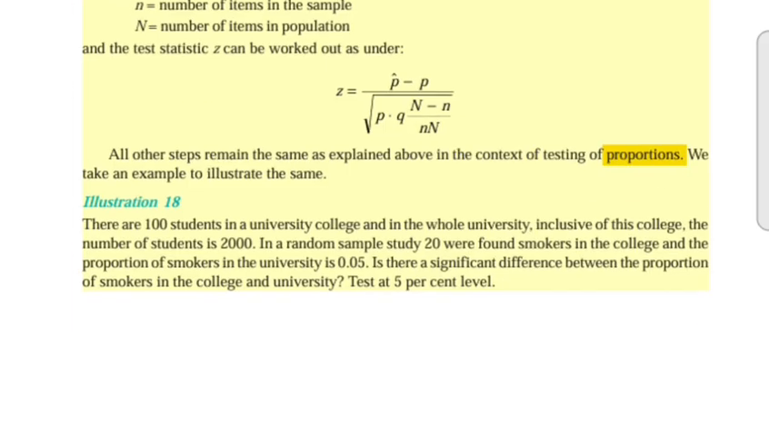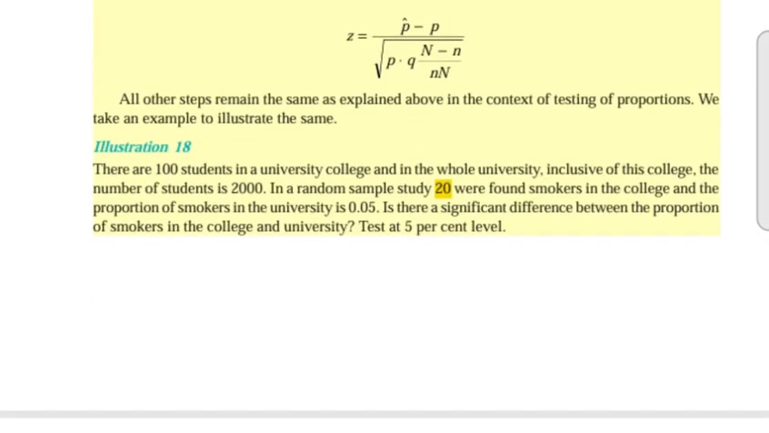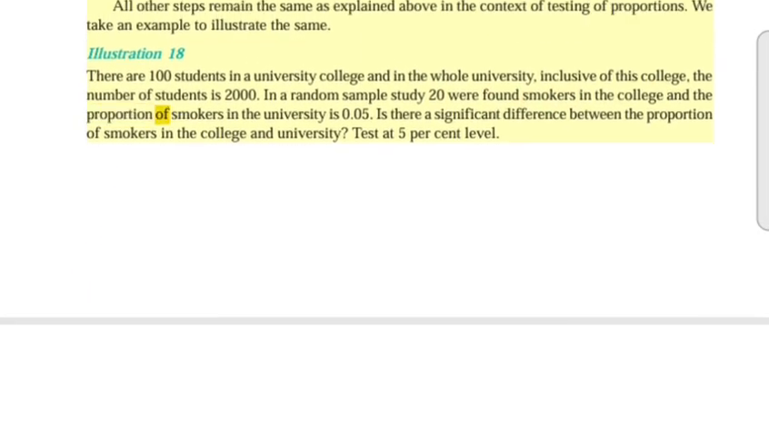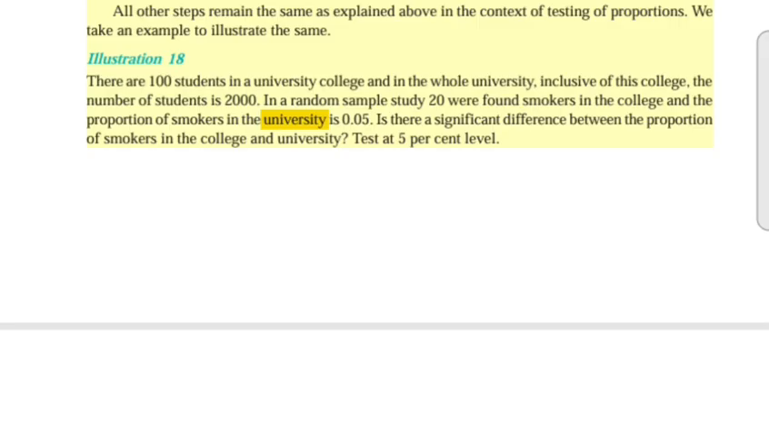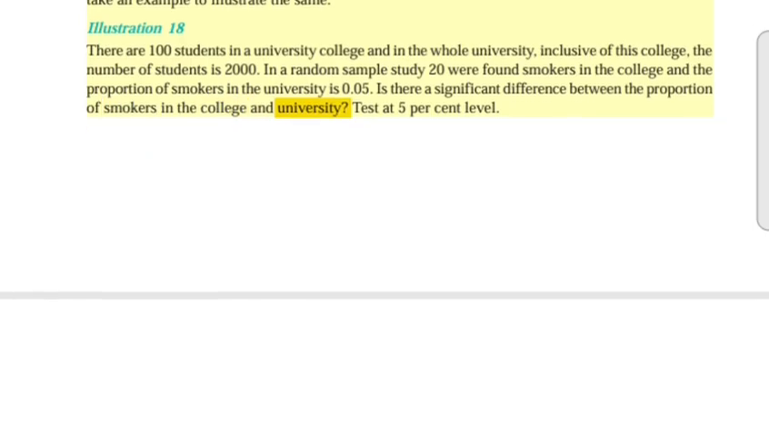We take an example to illustrate the same. Illustration 18. There are 100 students in a university college, and in the whole university, inclusive of this college, the number of students is 2,000. In a random sample study, 20 were found to be smokers in the college and the proportion of smokers in the university is 0.05. Is there a significant difference between the proportion of smokers in the college and the university? Test at 5% level.